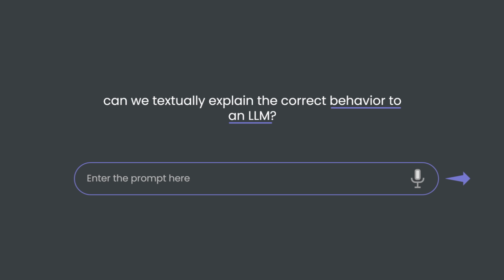Given that the context window of an LLM is limited, we might want to explore prompting methods that do not consume as many tokens. For example, can we textually explain the correct behavior to an LLM? And the short answer is yes.